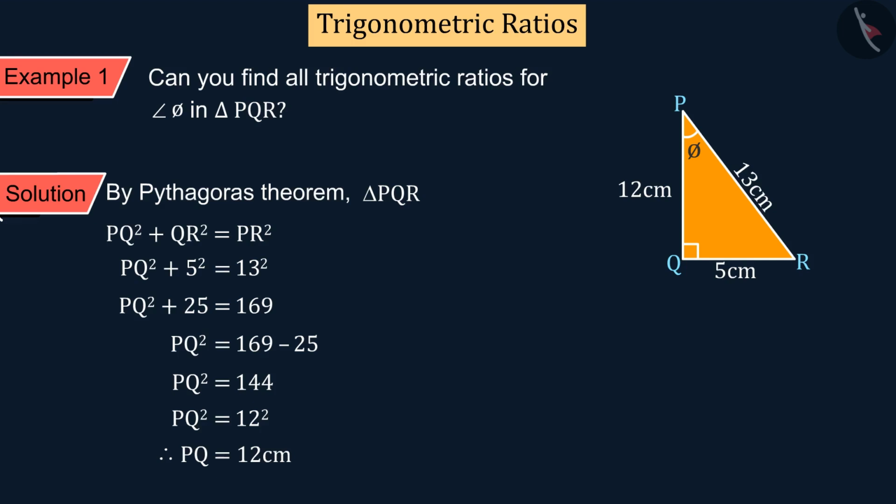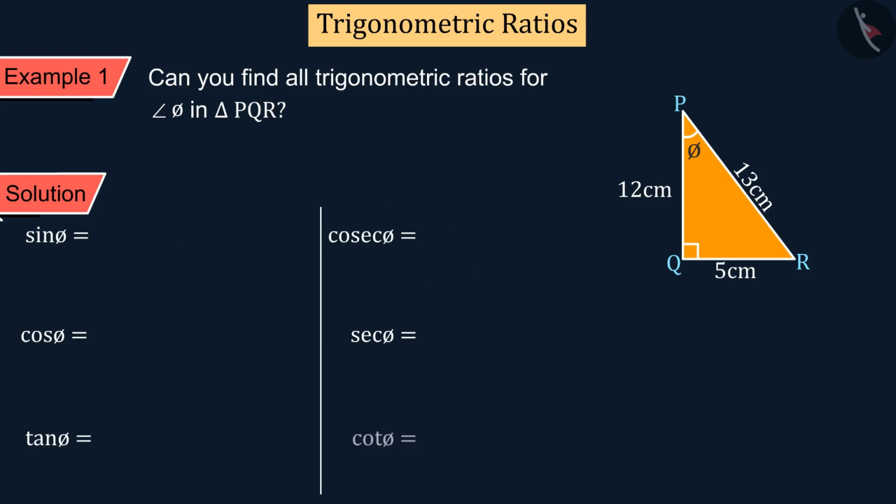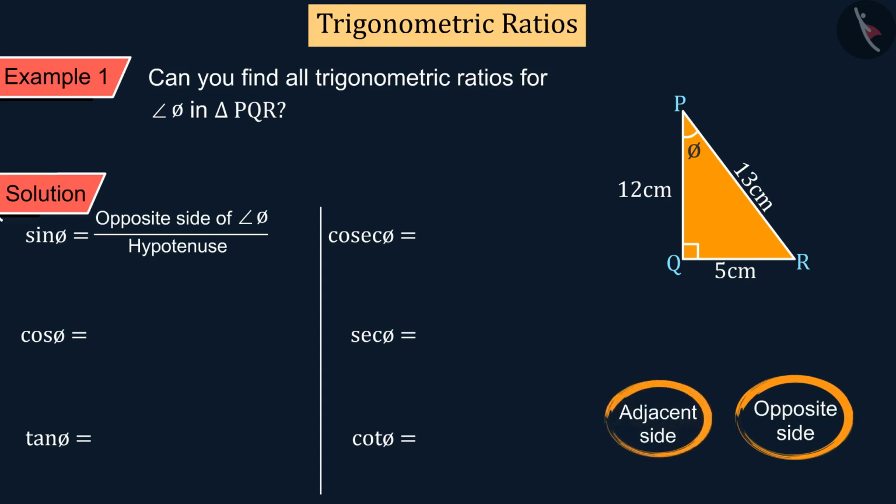Can you tell me what those ratios are? Well done! These are sine, cos, tan, cosec, sec and cot. In the previous video, we learned that the ratio between the opposite side of the angle and the hypotenuse is the sine of that angle. Can you tell the opposite side, the adjacent side and the hypotenuse for the angle phi in the triangle PQR?